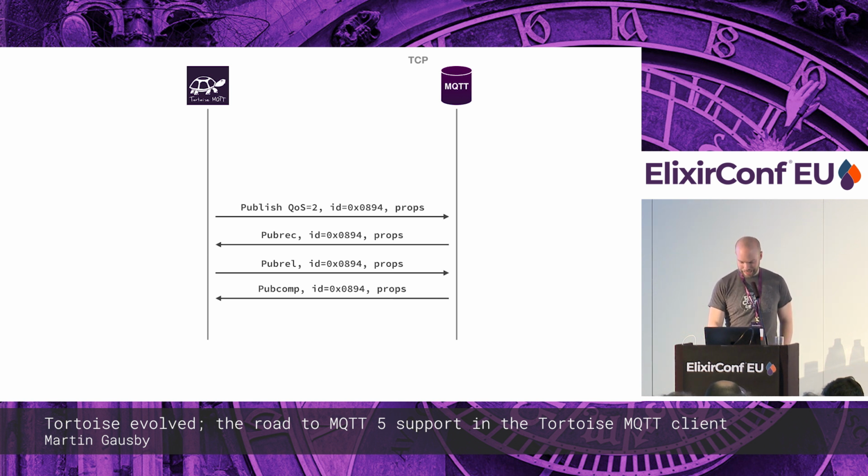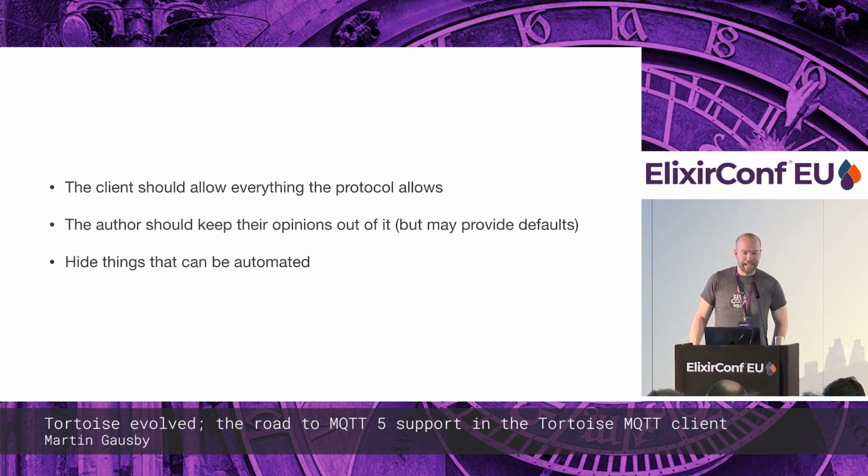the problem with that is that I set up some rules for myself: the client should be allowed to do everything they want with the protocol, and I as an author should not take any decisions on your behalf of how you want to use the protocol. I should keep my opinions out of it, and I should hide things that can be automated. Like, I might think that the user-defined properties in the pubrel is a weird thing because I cannot come up with any good use case for that. And I have asked around, and nobody seems to come up with a good use case for it.